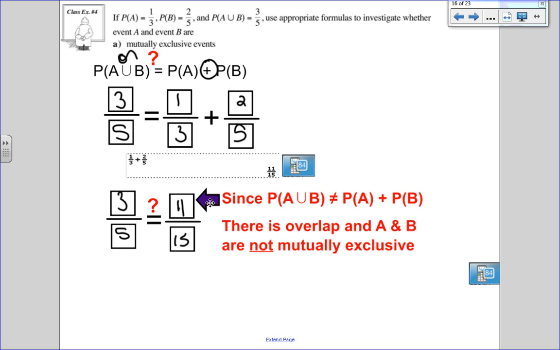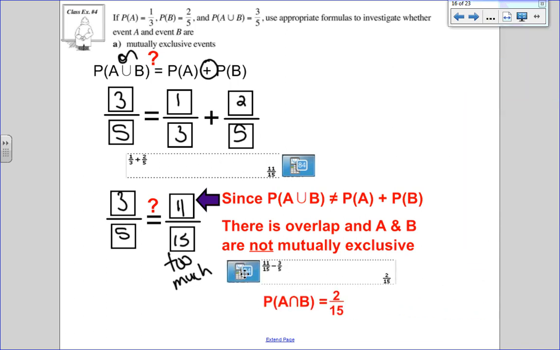So let's figure out what that overlap is. This here is too much, okay? Because there is overlap of both of them happening. So let's figure out how much it is too much. So I just do 11 out of 15, take away what the answer should have been, 3/5, and this here is the overlap. That's the too much part. That's the overlap of 2 out of 15.